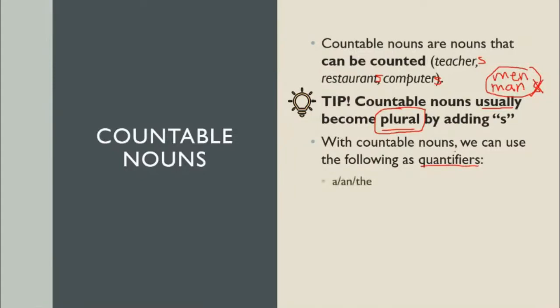With countable nouns, things we can count, I can use the words a, an, and the. A restaurant, the computer. I can use numbers like 1, 2, or 3. 1 teacher, 2 restaurants, 3 computers. I can use words like a few and fewer. There are a few restaurants in this city. There are fewer restaurants in that town over there.